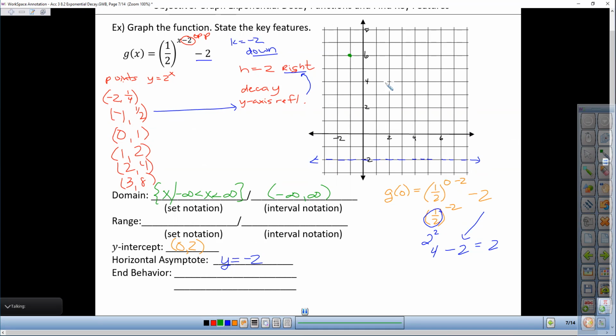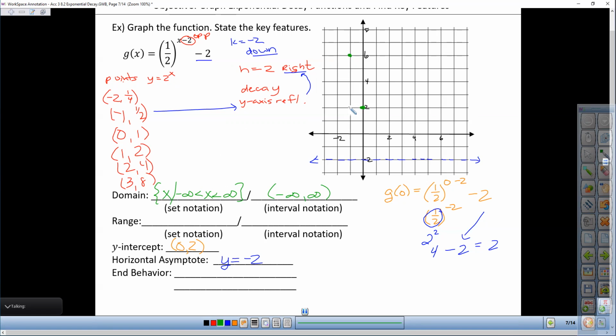(2, 4) is my next one. So it reflects across the y-axis to (-2, 4), and then it translates right 2 and down 2. It ends up at (0, 2). Notice that's my y-intercept, and it corresponds to my math calculation. So that's a good sign that things are going well so far.